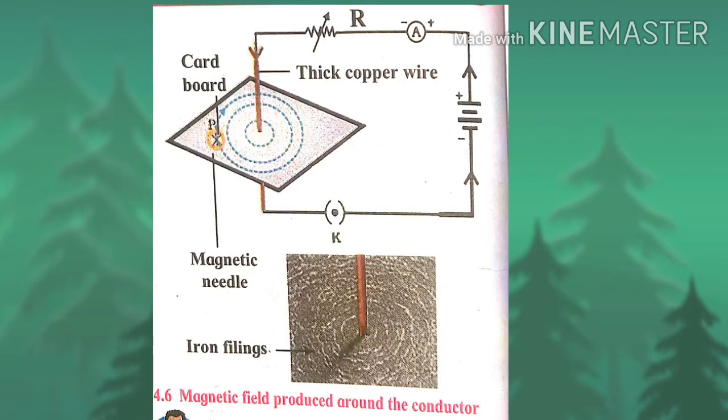Now we discuss magnetic field produced around the conductor. For this purpose, we observe some activity, that is connect circuit as shown in the figure. When large current flows through thick copper wire passing through a cardboard, the magnetic needle kept at different point on the cardboard around the wire stand in different direction. If you observe this direction, then what happens? This direction are concentric circles.